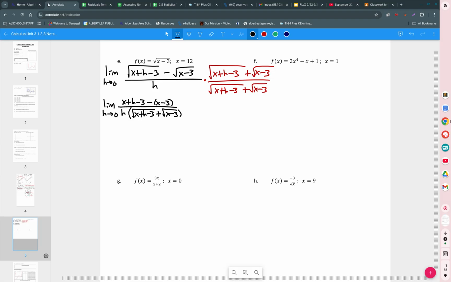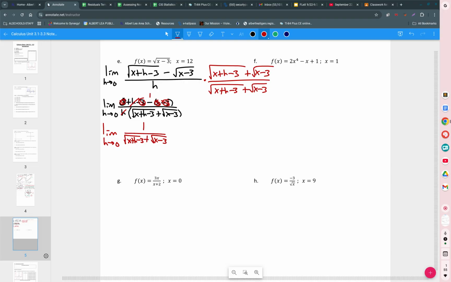That's what we're going to have to pay very close attention to here, because it's going to work out very nicely, but what reduces in the top? The x's are gone. Sorry, the 3's, so are the 3's, just like we anticipated, negative 3 and a positive 3. And then I have an h in the top and an h in the bottom, which divides to give me 1 over that thing. So I have the limit as h goes to 0 of 1 over the square root of x plus h minus 3 plus the square root of x minus 3.